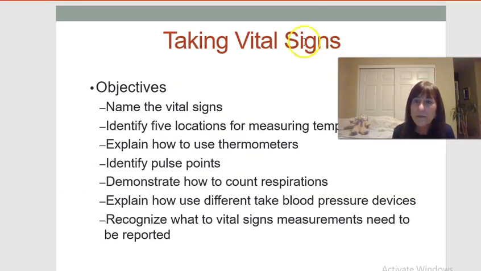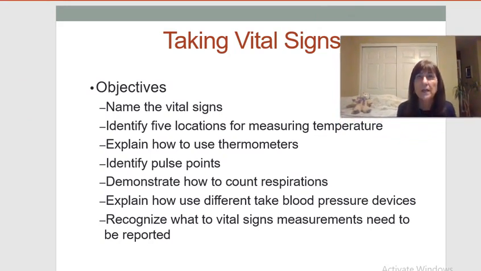Our objectives for vital signs. So vital signs are taking pulse, blood pressure, temperature, and respirations. And for home care, if you're working for a home care agency and you're working non-medical, you should not be expected to take a blood pressure. However, the expectation is that you can take a temperature and you should be able to take a pulse and respiration and use the automated blood pressure cuffs.